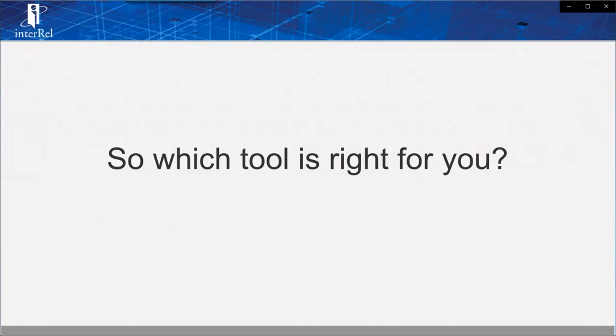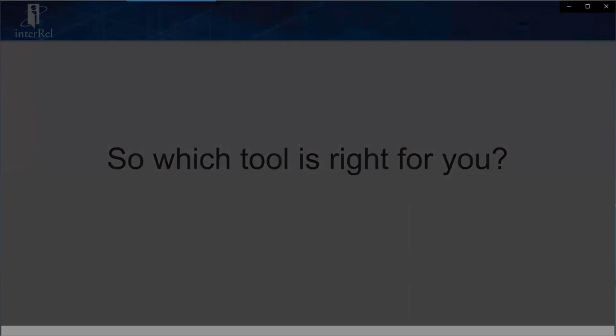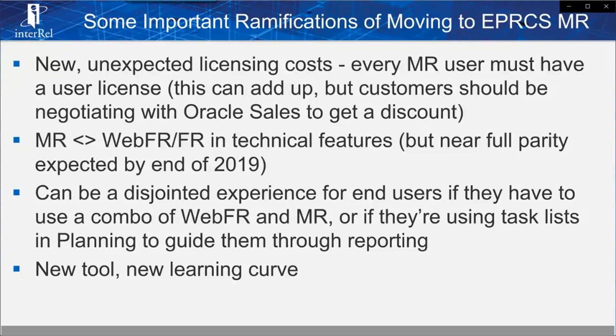So at the end of the day, which tool is right for you then? Is it EPRCS MR or is it FR? Which one should you go with? So some important ramifications of moving to MR. We already talked through some of these, but again, it's just really important that you know this up front. So MR has a separate cost to it, and it may be something that you didn't realize. If you are transitioning from FR to MR, think about how many FR users you have, and you're going to need to buy that many licenses in EPRCS to have the equivalent functionality for your MR users. Just remember that you can always negotiate with your Oracle sales folks.